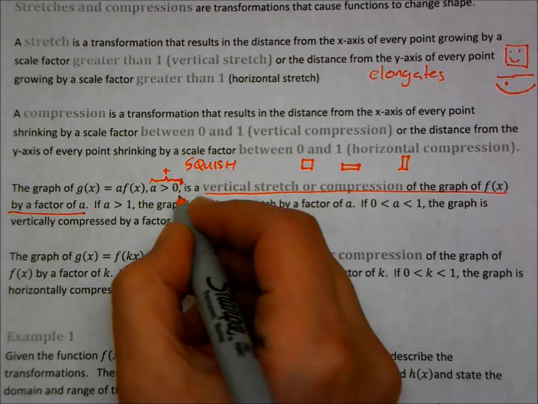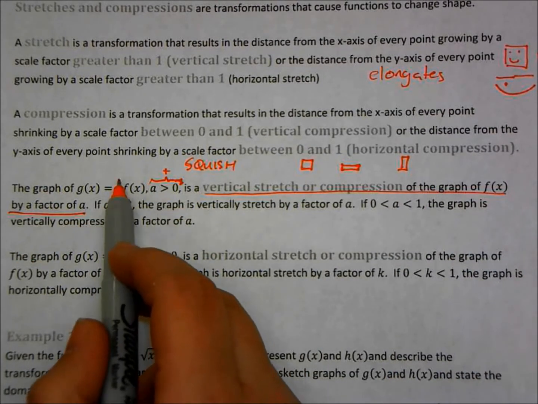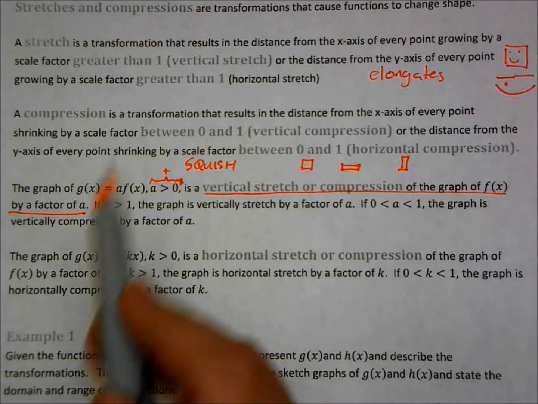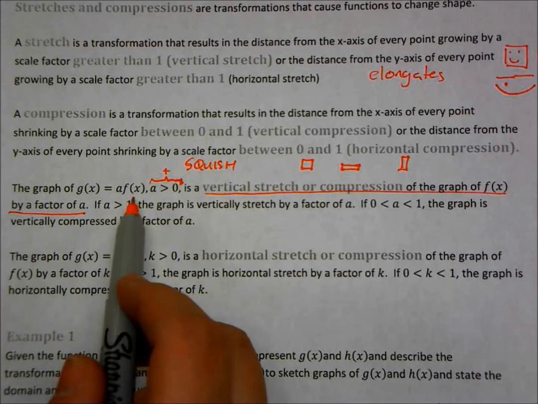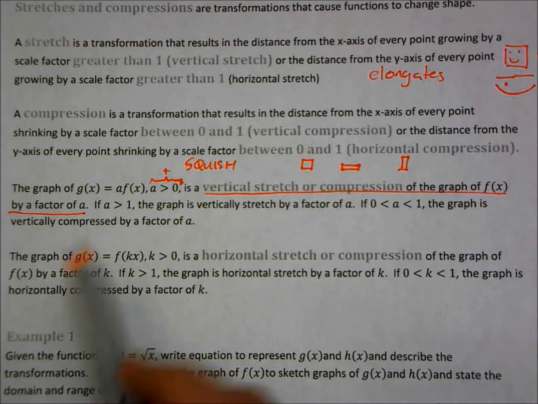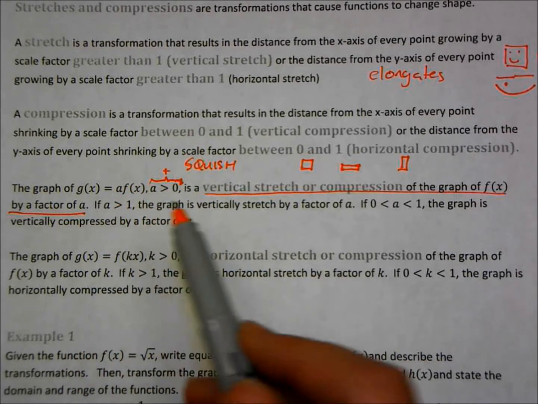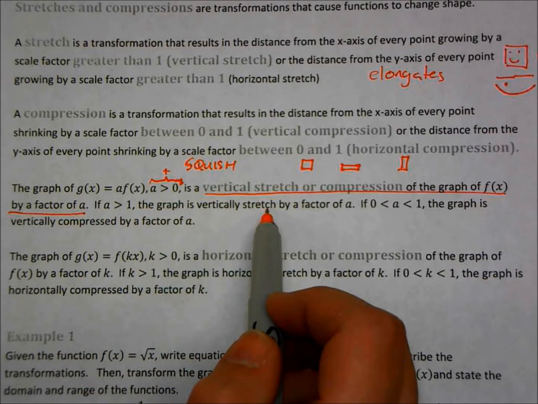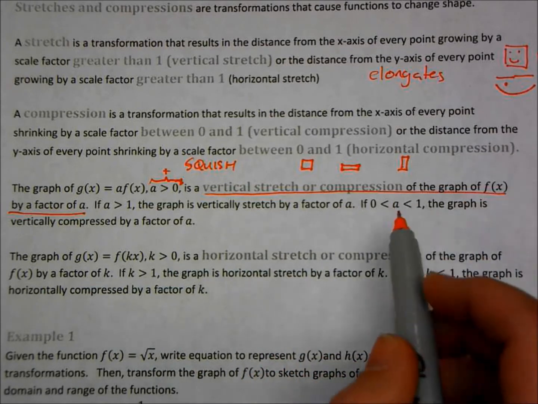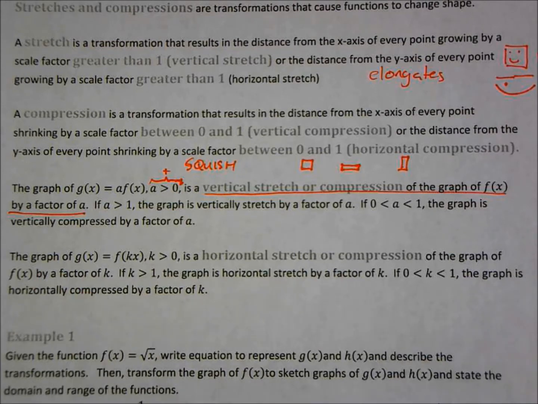So let's think about this. Why does it have to be positive? Well, last lesson we learned that if the number out here is negative, it's not a stretch. We called that a reflection. That was when it was mirrored, either in the x-axis or the y-axis or whatever. It's got to be a positive number. If it's negative, then it's a stretch and a reflection. If a is greater than 1, then the graph is vertically stretched by a factor of a. If a is between 0 and 1, the graph is vertically compressed by a factor of a.